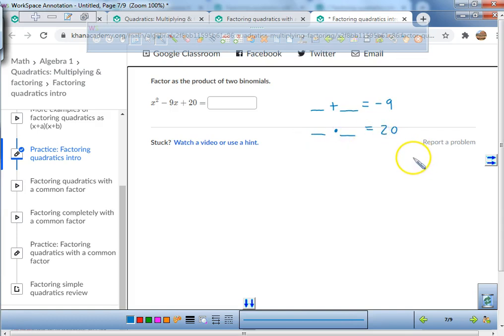We are looking for two culprits. These culprits add up to a -9, but they multiply together to equal a +20. And I'm just going to list the factors of 20. It won't take long.